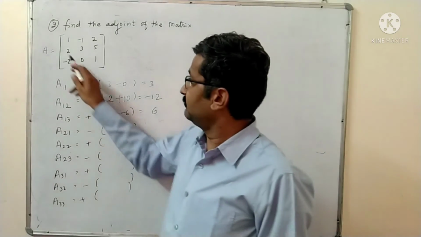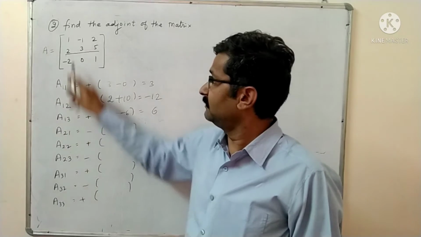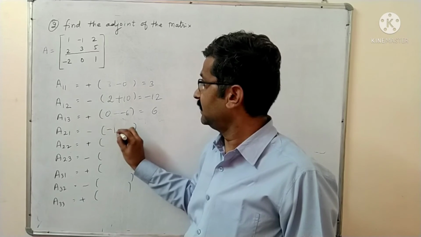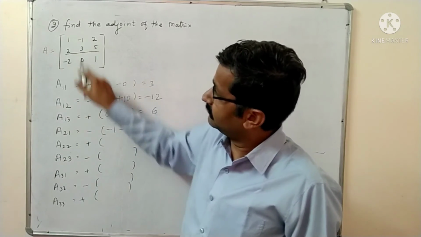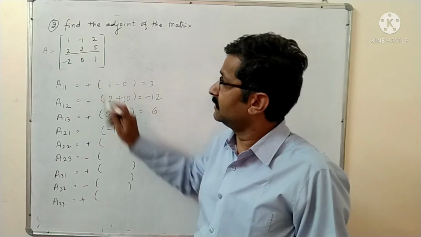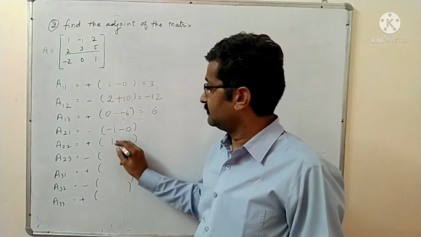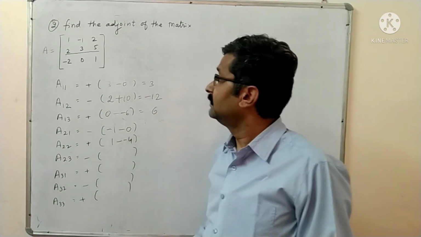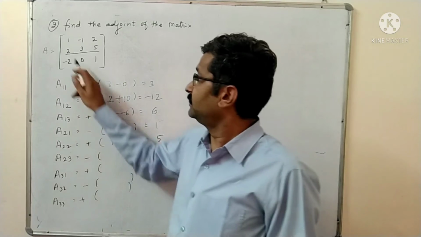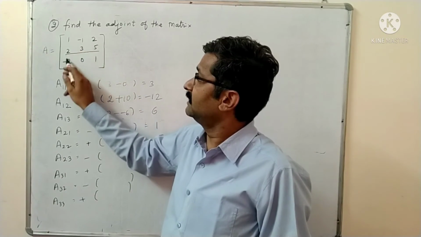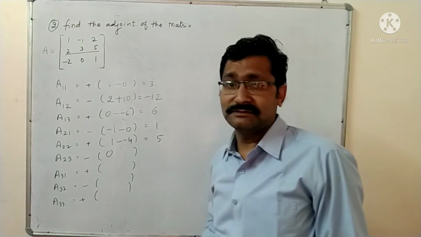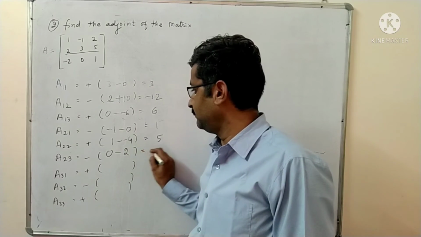Okay, then a21 means the second row you will not take, and the first column you will not take. So these 4 elements you have, minus 1 into 1 is minus 1 and minus 0. Then the middle column you will not take, the corners you will have 1 2 and minus 2 and 1, so the cross product you get 1 and minus 4, so you will have here 5. This you have 1, this you have 5. Then a23 means the third column you will not take, 1 minus 1 and minus 2 and 0, so 1 into 0 is 0, and then minus 2 and minus 1 is minus 2, this will be plus 2.